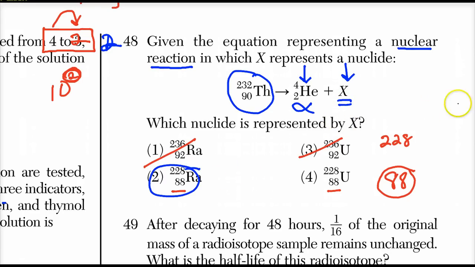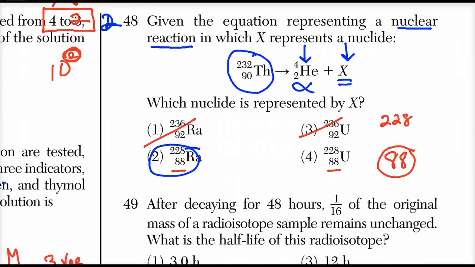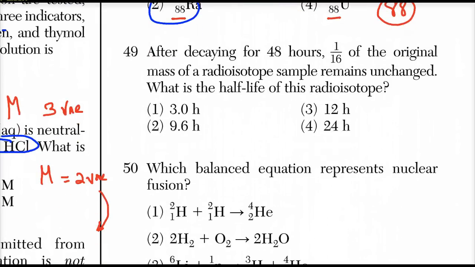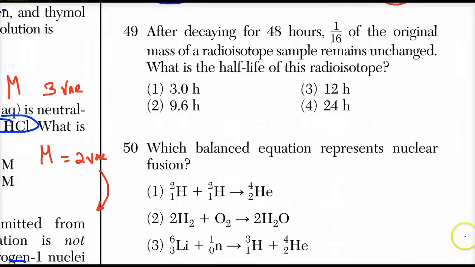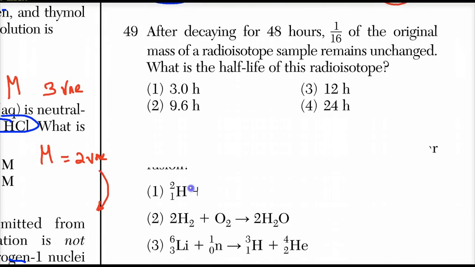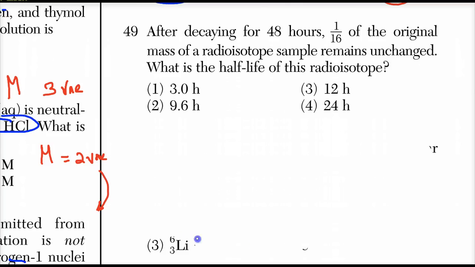All right, moving forward, number 49. Another nuclear question. After decaying for 48 hours, 1/16 of the original mass of a radioisotope sample remains unchanged. What's the half-life of this radioisotope? Well, this is a half-life problem, and I suggest we do them with a table. Now, you could do these many different ways. This is the way that I would teach it.